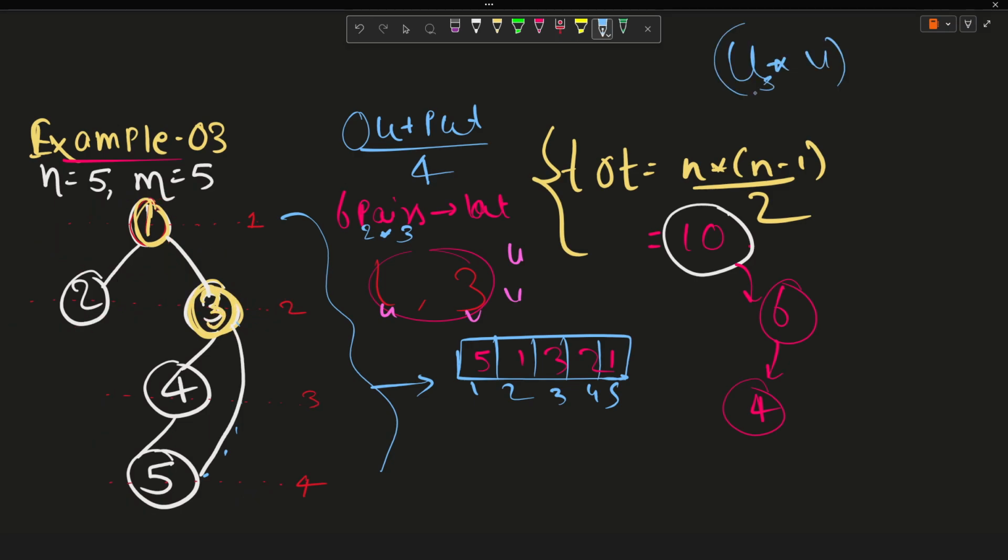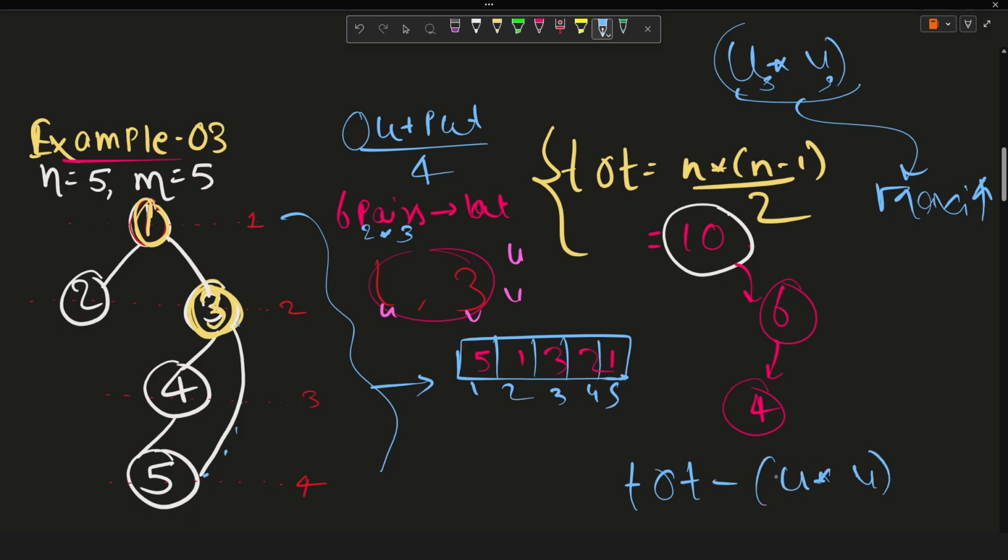U into V, where U represents the subtree size for one end of the bridge, this one, and similarly V represents the subtree size for the other end of the bridge, this one, right? So if we maximize this, then our answer will decrease, because at last what we want to print is this only, no?